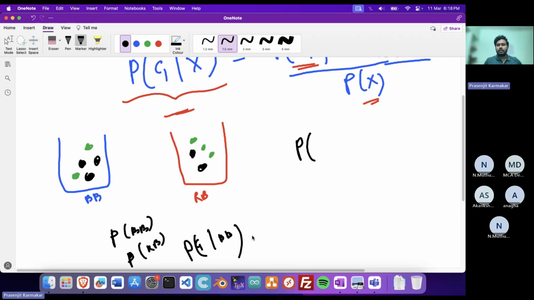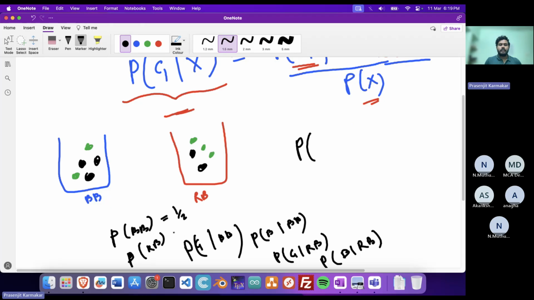Now similarly, I can also compute the probability of black ball, given I have selected the blue basket. Similarly, I can also compute the probability of green ball, given I have selected the red basket, and the probability of black ball, given I have selected the red basket. So these are the probabilities that I can compute directly by seeing the setup. And let's just write them up.